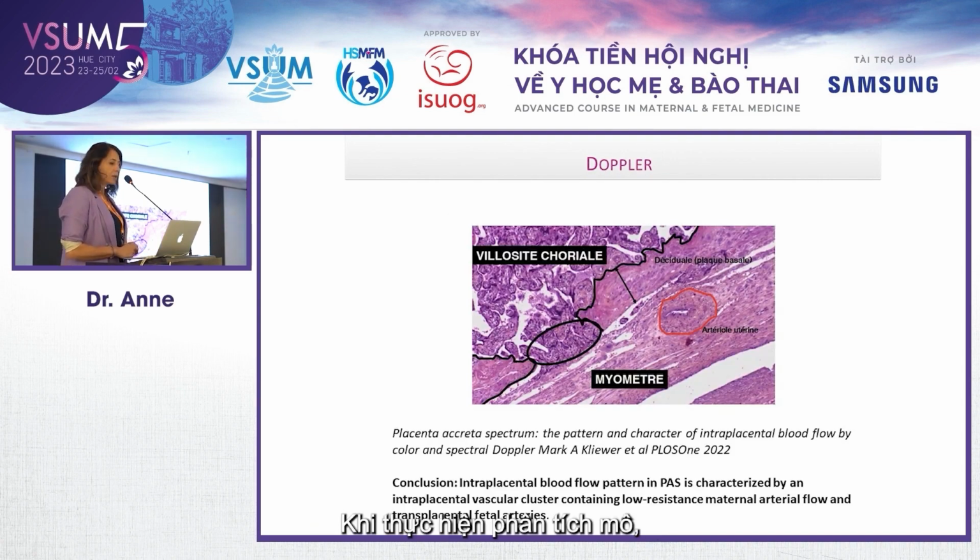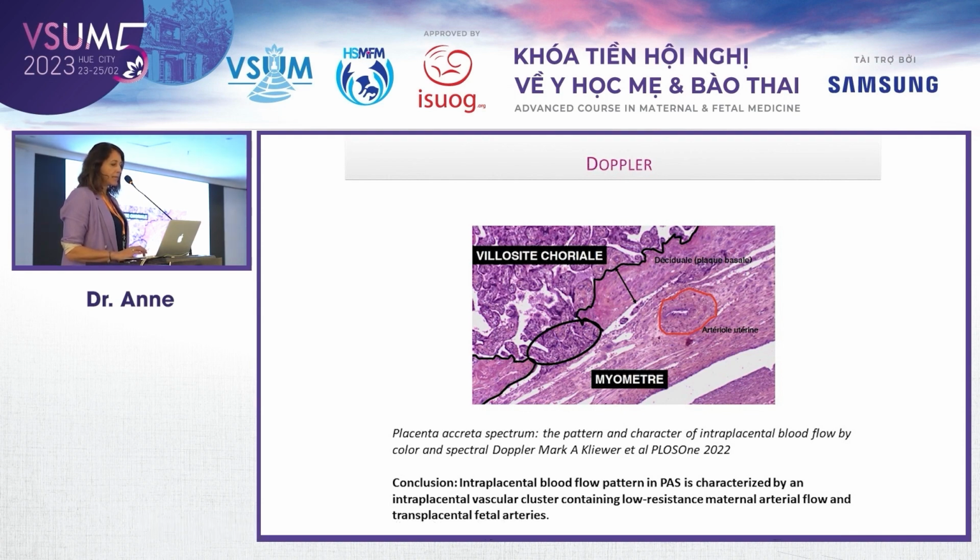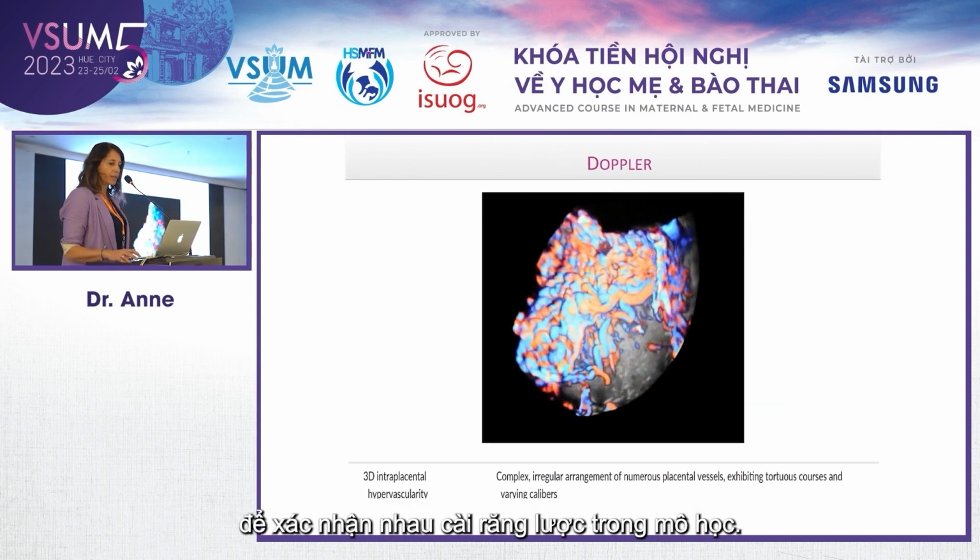When we perform histology, the particularity of placenta accreta is that you have invasion of fetal vessels into the myometrium. Into the myometrium, you have specific arteries with low resistance, which is quite different from the main vascularization of the mother. So here are the specific items to confirm placenta accreta in histology.